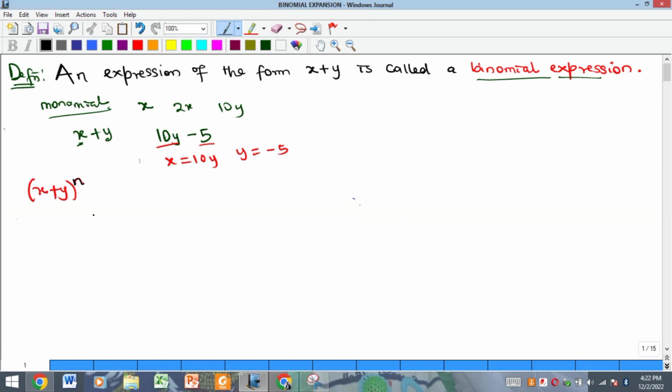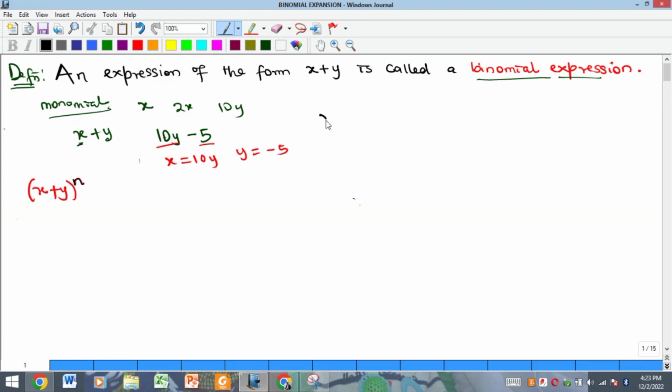Okay, so how do we do this expansion? Now, there are two things to take note of in the expansion of a binomial expression. The first is that you are going to have a set of terms that will be formed when you do the expansion. And the second is that each of the terms in that expansion is going to have a coefficient. So you will need to know how to find the set of terms and also how to get the coefficients of the terms.